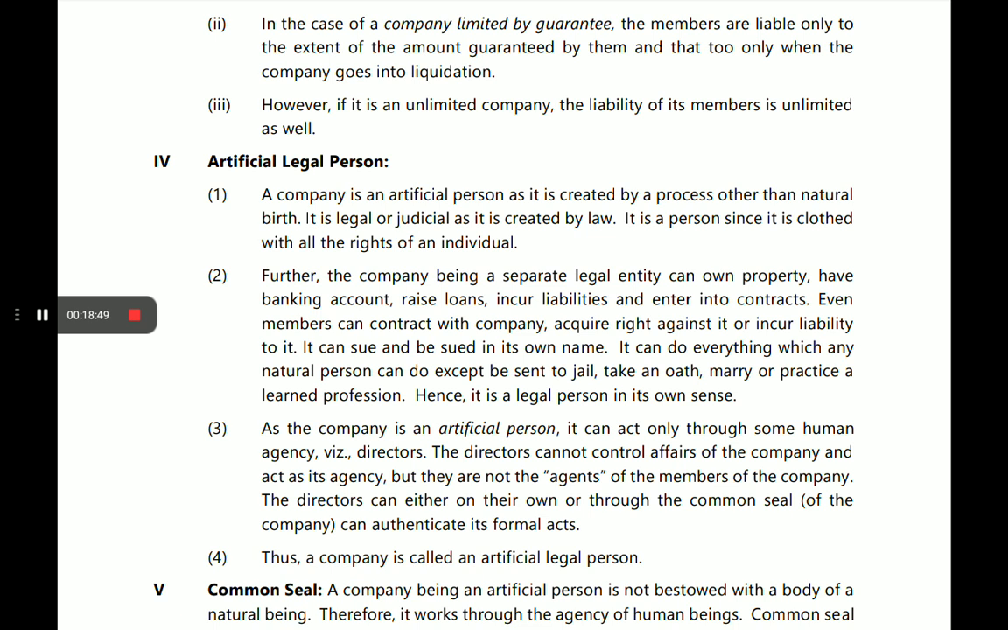Even members can contract with the company, acquire rights against it or incur liability to it. It can sue and be sued in its own name. It can do everything which any natural person can do except be sent to jail, take an oath, marry or practice a learned profession. Hence, it is a legal person in its own sense.